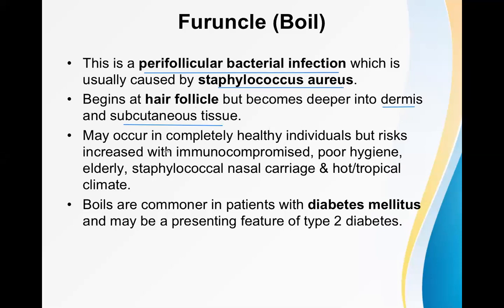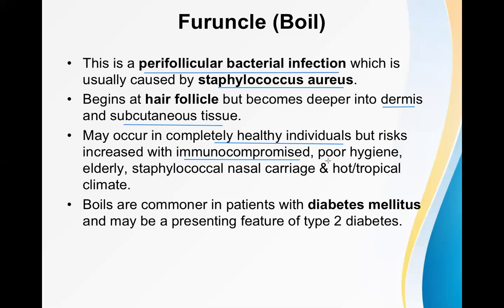Now, in which type of people do these furuncular boils commonly occur? See here, one or two boils may occur in a completely healthy individual. Sometimes we also get boils here and there in different parts of the body, around the nose, or near the upper lip area, and other parts where there is a lot of hair. But if there are recurrent furuncles, which we call furunculosis, with multiple furuncles occurring in the same patient, then we suspect an immunocompromised condition.